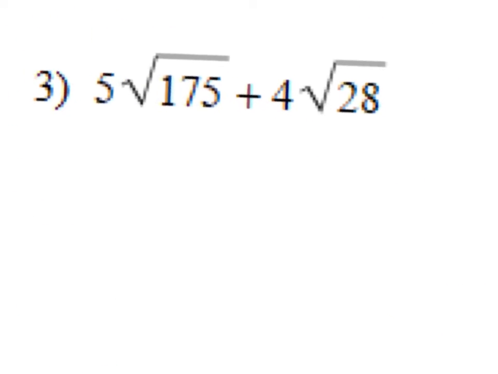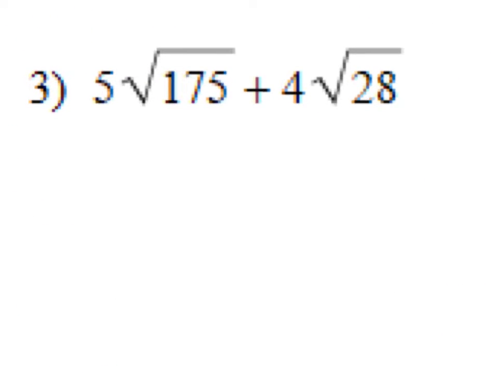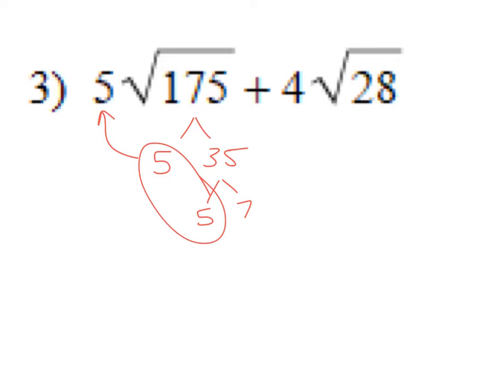Okay, so on number 3, let's go ahead and break this down. Let's see, so 175, I'm going to divide by 5 there, and I got 5 and 35. And then this will break down to 5 and 7. So 5s will pair up and move out. So I have 25 on the outside when I multiply, and I have the square root of 7 left on the inside because this guy didn't have anywhere to go.